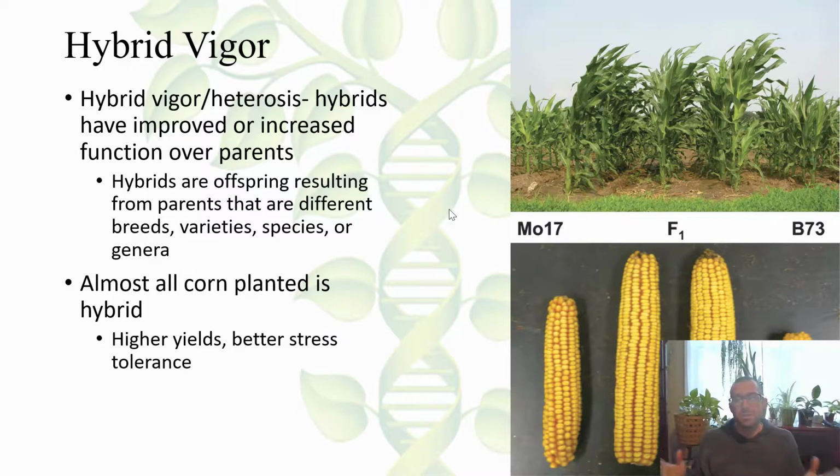And hybrids are essentially the offspring of two inbred lines, right? And you can see this improved function. Here's hybrid corn in the middle, here are the parents on the side. Offspring have much larger, look at the size of the corn cob. Big difference with our hybrid corn. Better yields, typically better stress tolerance. Like I said, almost all corn that is planted is hybrid corn.